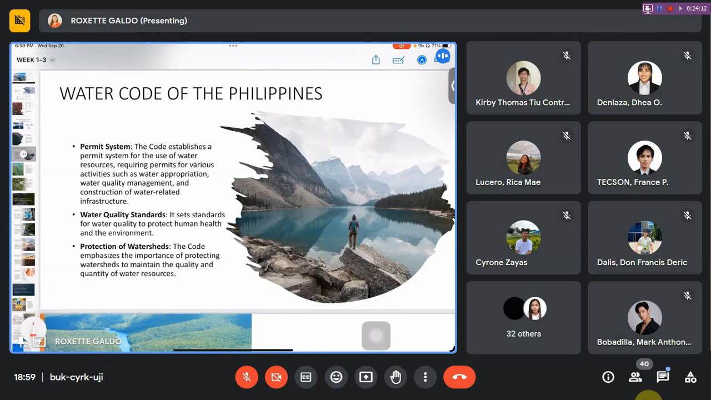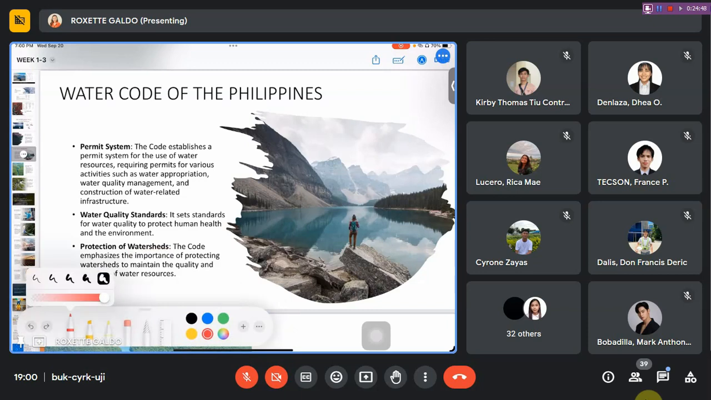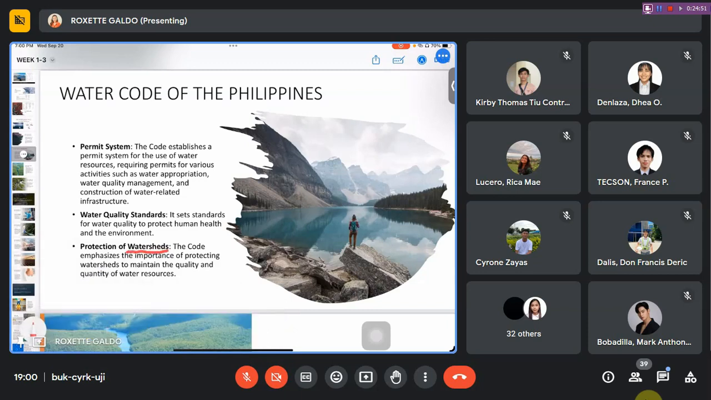Okay. So Water Code of the Philippines is also to maintain water quality standards. So Water Code of the Philippines sets standards for water quality. So in that way, it is to protect human health and the environment. Okay. Protection of watershed is also one of the purposes of the water code. So the code emphasizes the importance of protecting watersheds to maintain the quality and quantity of water resource. So this word watershed, you will be defining this one in a while. Okay.